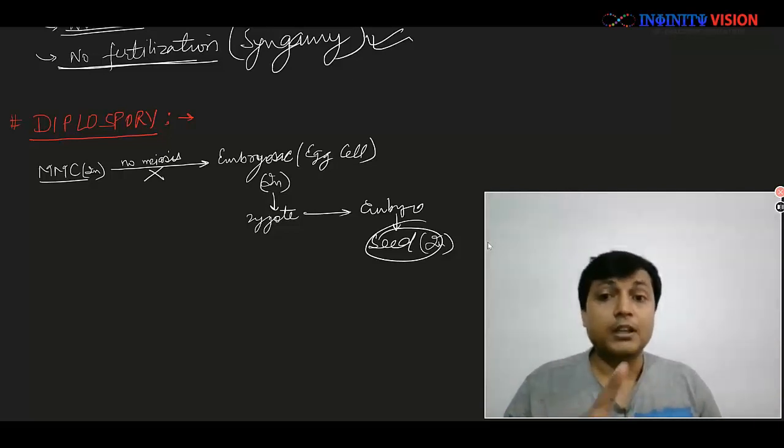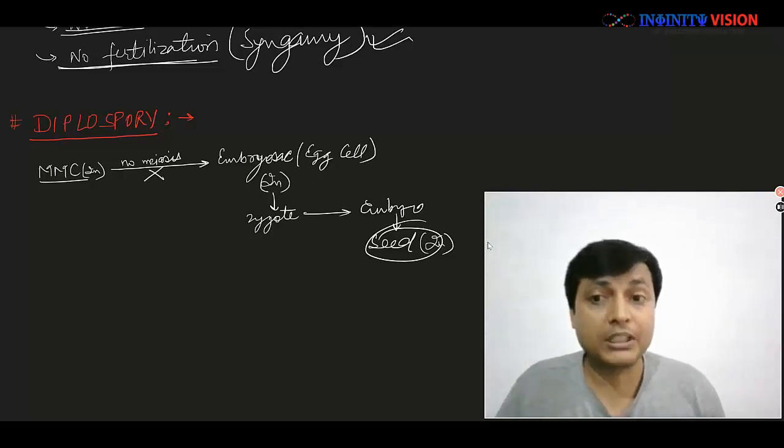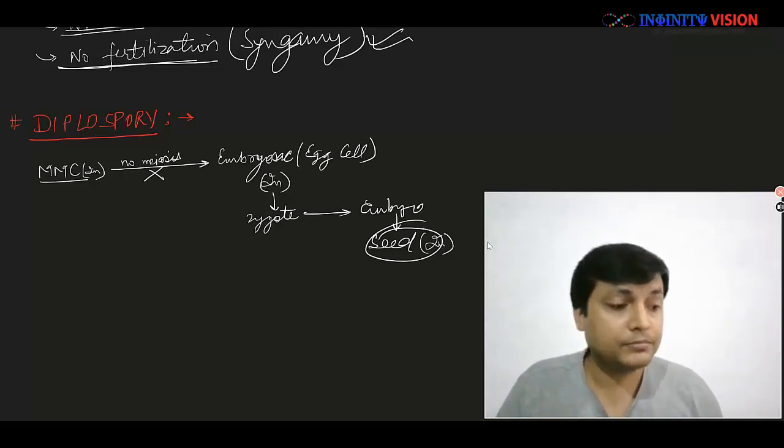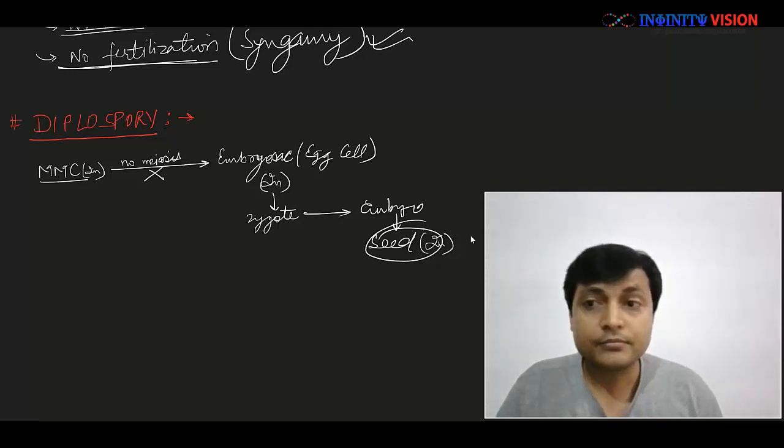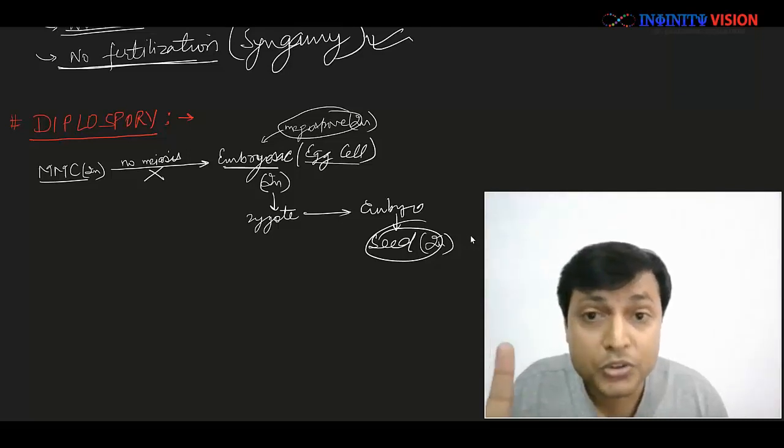So directly seed is formed without involvement of gametes, because gametes are not formed here at all. There is no fertilization, there is no meiosis. Is it understood? Correct? Now, here what is happening, see the egg cell and the embryo sac. The embryo sac comes from a spore, the megaspore. So there was a megaspore, right? And here this megaspore is formed by mitosis, not meiosis.